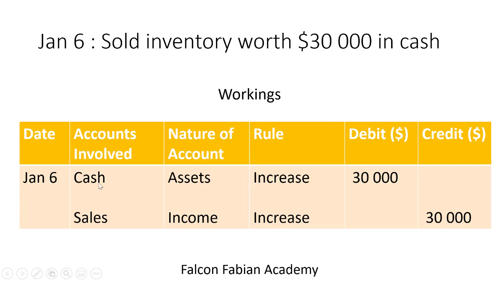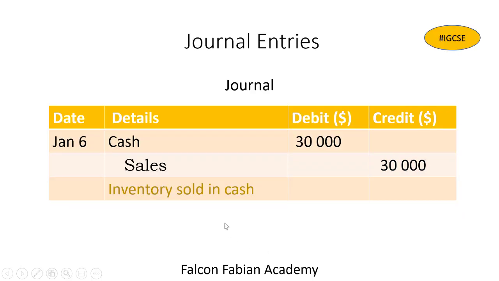Let's do it one more time. The two accounts involved are cash and sales. Cash is asset for the business and sale is an income or revenue for the business. When sales is done or when inventory is sold, cash increases, sales increases. Increase in cash would be debited because it's an asset. Increase in asset is debited. Increase in sales is credited because sales is an income and increase in income is credited. Now let's record this entry in the journal.